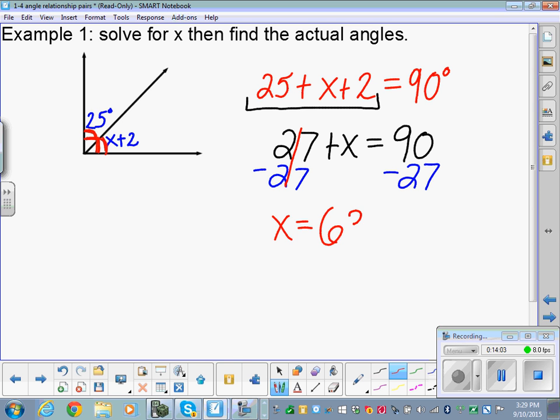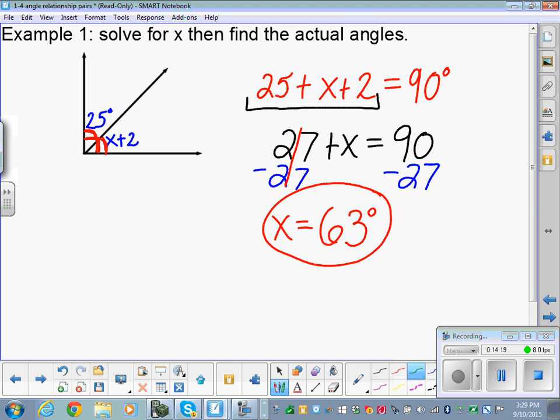So that's x. That's not our angle. That's our x. So we solved for x. That's not the answer to our angle, but that is part of our answer. So we know x is equal to 63 degrees. Okay, so if x is equal to 63 degrees, then we can go back and plug that into our angle to figure out the exact angle.